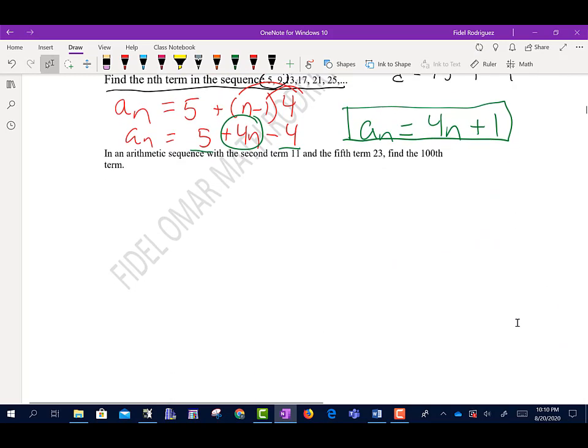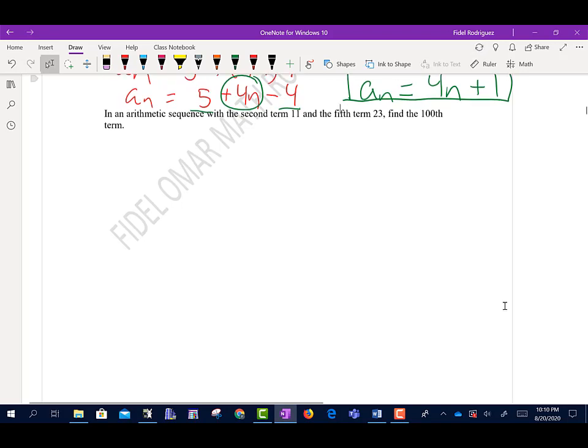So now, let's take a look at this next problem. And I'm just going to give myself a little bit of room to do this problem here. It says, in an arithmetic sequence where the second term is 11 and the fifth term is 23, we want to find the 100th term. Okay, so let's start off with what we know.